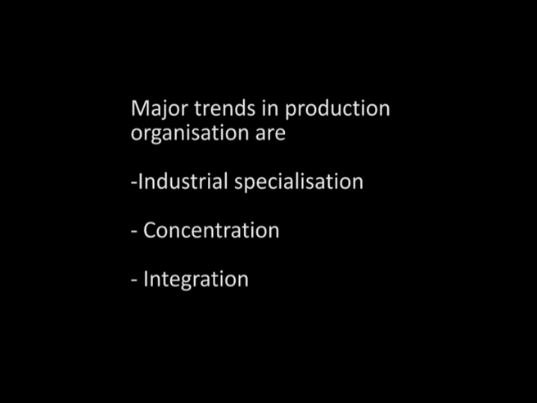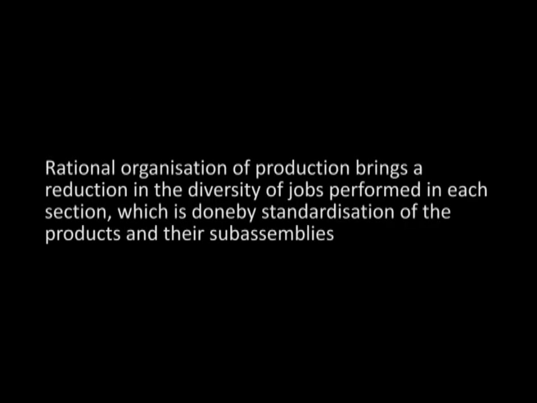The organization of production encompasses primary and auxiliary production, supporting services, and the processes of administration as coordinated elements in a unified manufacturing process. The major trends in production organization are industrial specialization, concentration, and integration. What a rational organization of production brings about is a reduction in the diversity of jobs performed in each section, which is done by standardization of the products and their sub-assemblies.